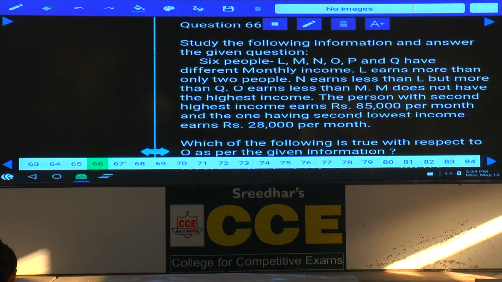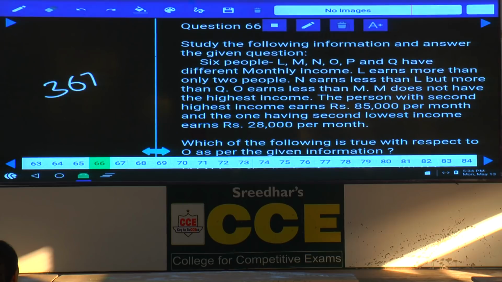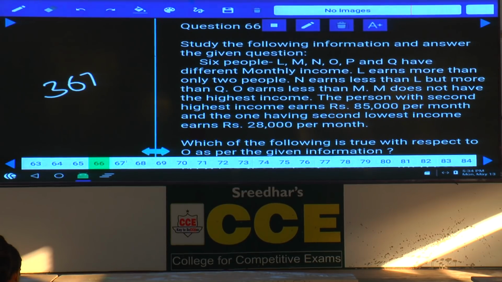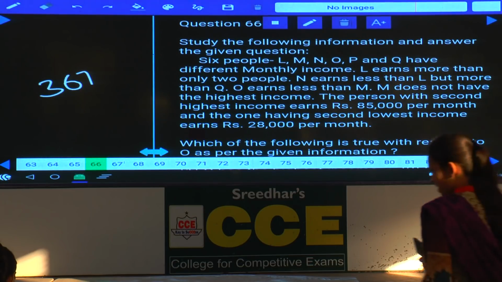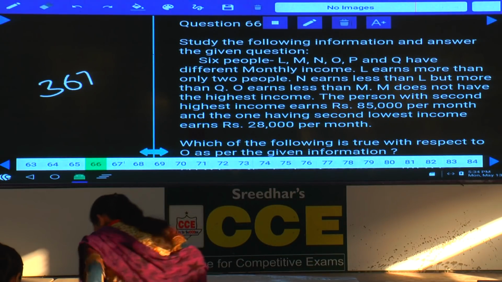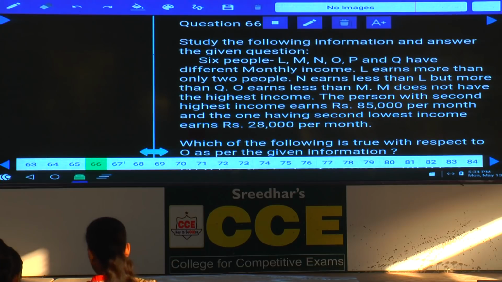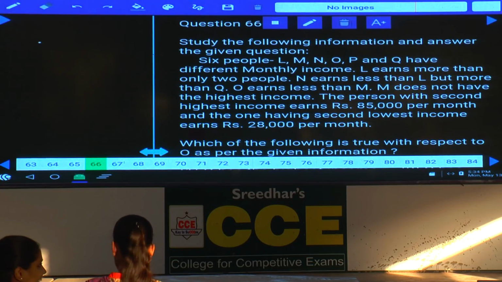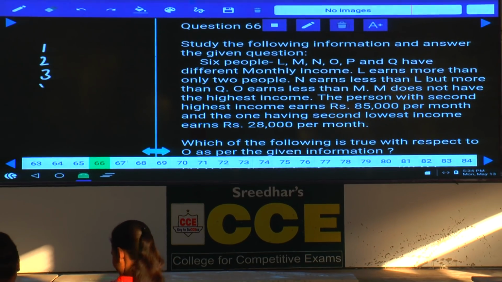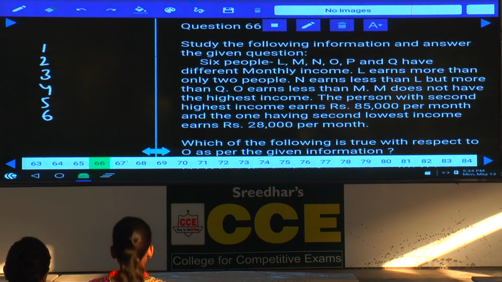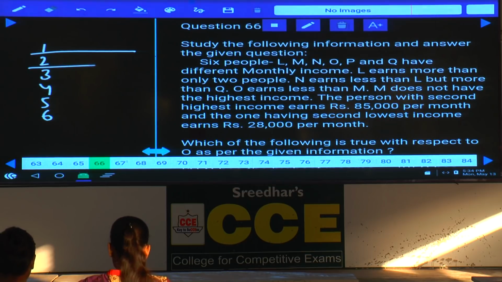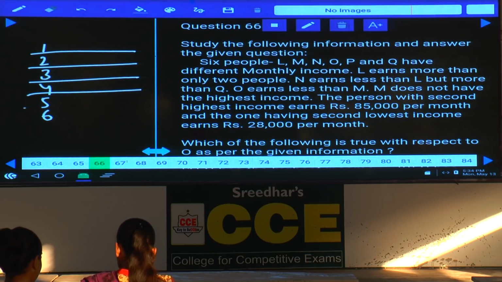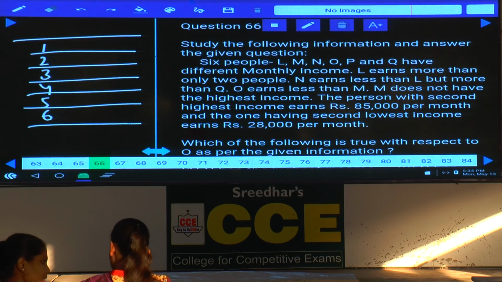Now paper number 367. Question number 66 to 70. 66 to 68, only 3 questions are given based on this comparison. Now 6 people are there: 1, 2, 3, 4, 5 and 6. Now these 6 people are being compared in their monthly incomes.